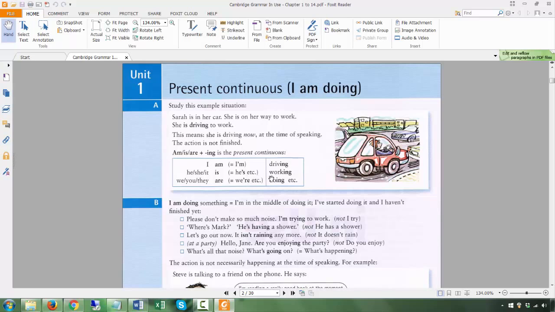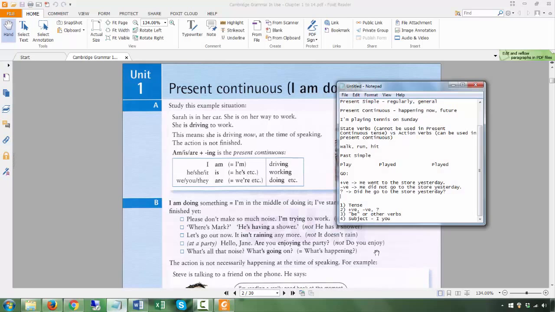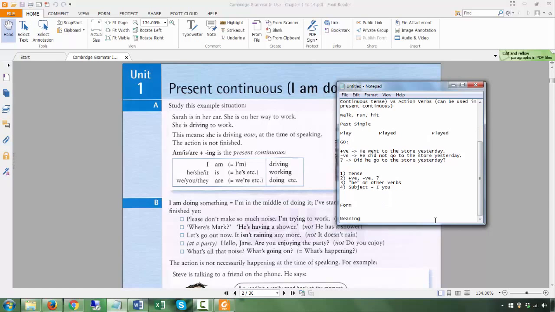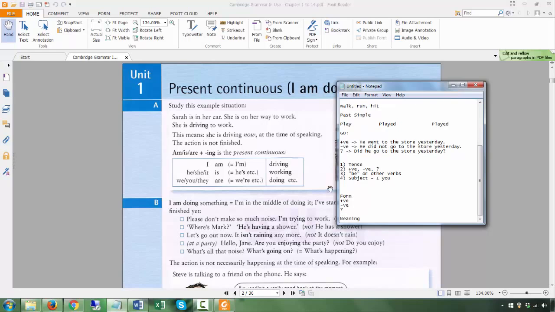Remember, get the form, get the meaning. Form and meaning are both very important. And for form, you need to know how to form it in the positive, the negative, and the question. That you have to master for present simple, present continuous, and past simple. That will be the start.